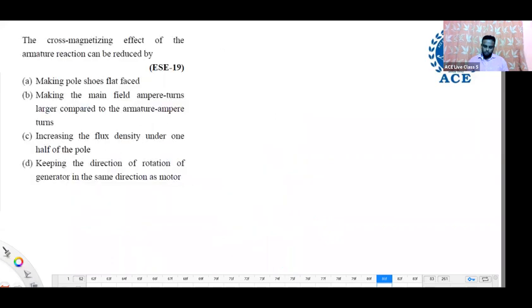Next question. The cross-magnetizing effect of armature reaction can be reduced by dash. What is the answer?